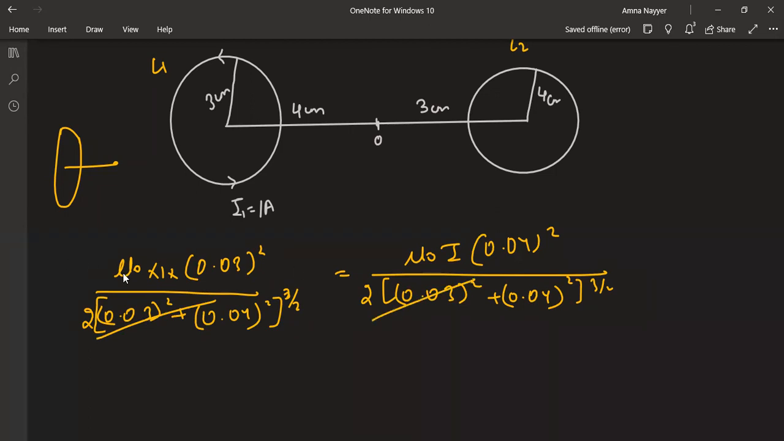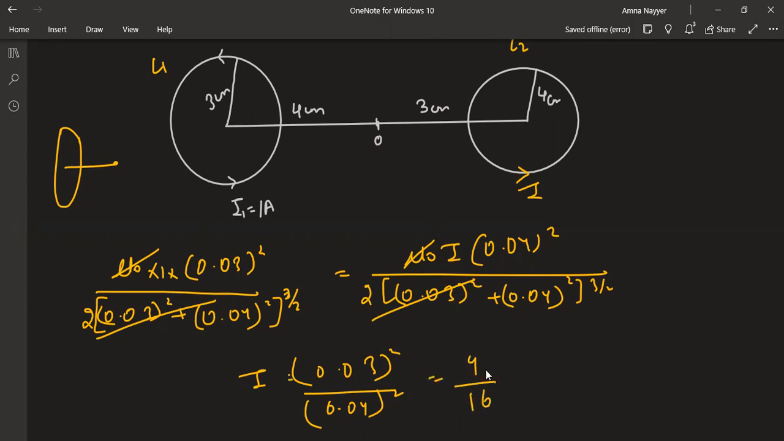Both the denominators are same. Mu naught will get cancelled. I will be 0.03 whole square divided by 0.04 whole square. This is the current I here for this loop. So 9 by 16. This will be 9 by 16. That is 0.56 amperes. Note down the question and the solution.